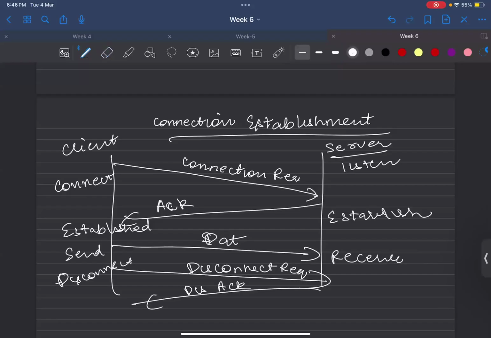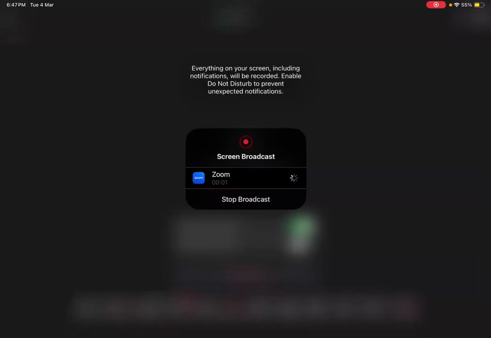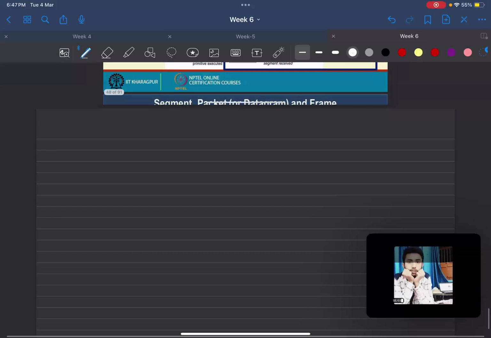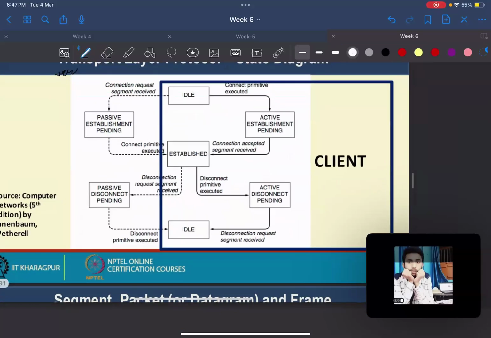Okay, maybe I have taken the screenshot of the diagram. Wait a second. One minute, I'll just check. Don't want to waste the time. I've taken it. Okay. I think my screen is not visible. So I took the screenshot from the video lecture only, just to save the time. Now, can someone explain this part?